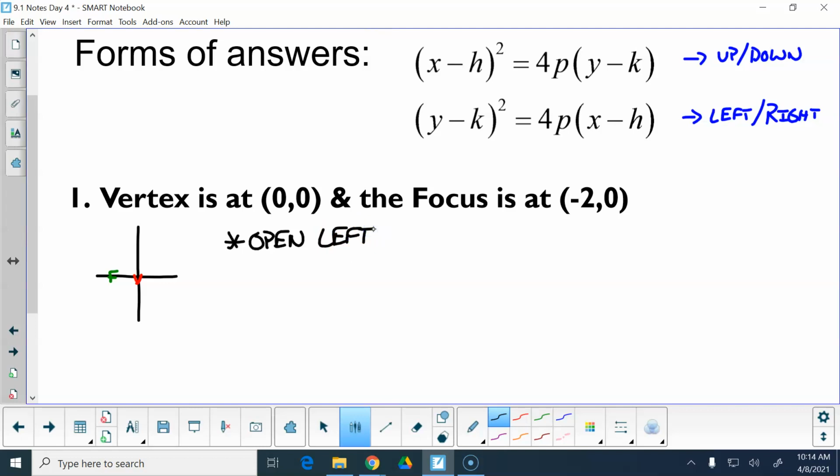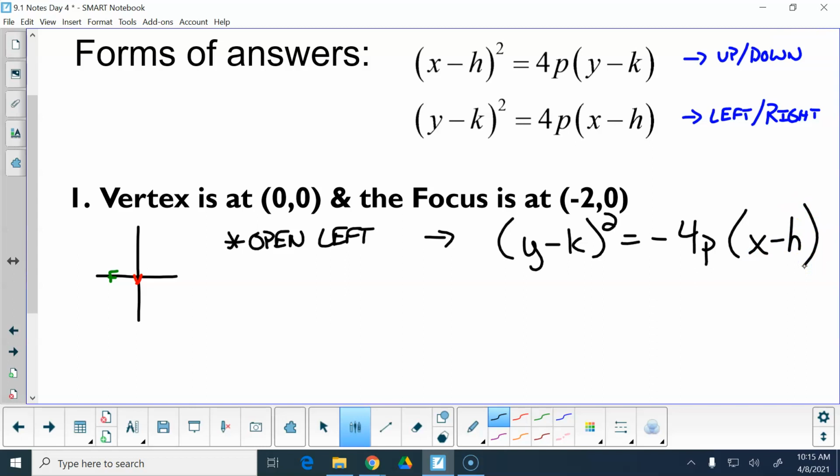Okay? Because remember, focus is inside the parabola, directrix is outside the parabola. So that's going to open left. Love it. Which means we're going to be using y minus k quantity squared equals negative 4p times x minus h. So that's what our end result is going to look like.